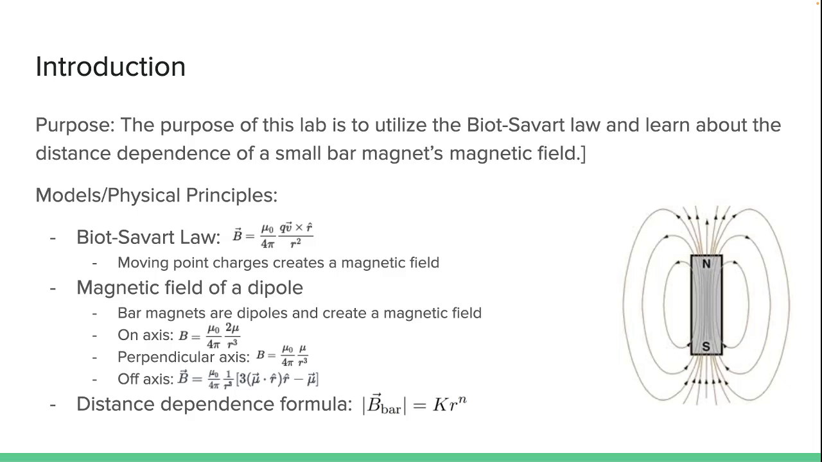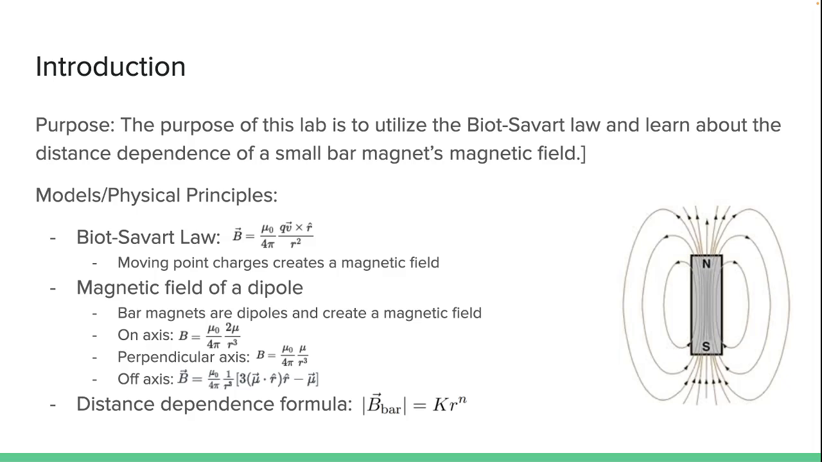So the main purpose of this lab is to utilize the Biot-Savart law and learn about the distance dependence of a small bar magnet's magnetic field. The main models and physical principles are the Biot-Savart law, which models the magnetic field based on moving point charges, and also the magnetic field of a dipole. We can model a bar magnet as a dipole, and thus it creates a magnetic field.